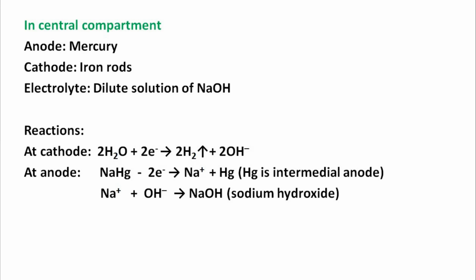In the central compartment, mercury acts as anode and iron rods act as cathode. In this compartment, dilute solution of sodium hydroxide NaOH acts as electrolyte. At cathode, water molecules take 2 electrons to form 2 hydroxide ions, liberating hydrogen gas as shown in the reaction. At anode, sodium amalgam loses 2 electrons to give sodium cation Na+ and mercury Hg. This mercury acts as intermediate anode. The produced sodium cation Na+ reacts with hydroxide ion to form sodium hydroxide, NaOH.